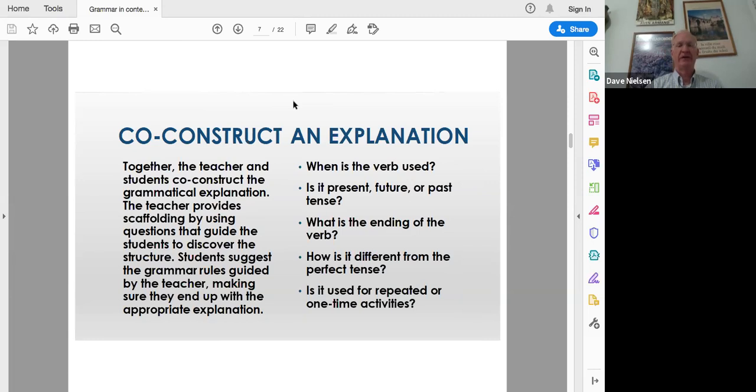Then together, the teacher and the students co-construct the grammatical explanation, and the teacher will provide scaffolding questions by using questions that guide the students to discover the structure. Students suggest the grammar rules guided by the teacher, making sure they end up with the appropriate explanation.